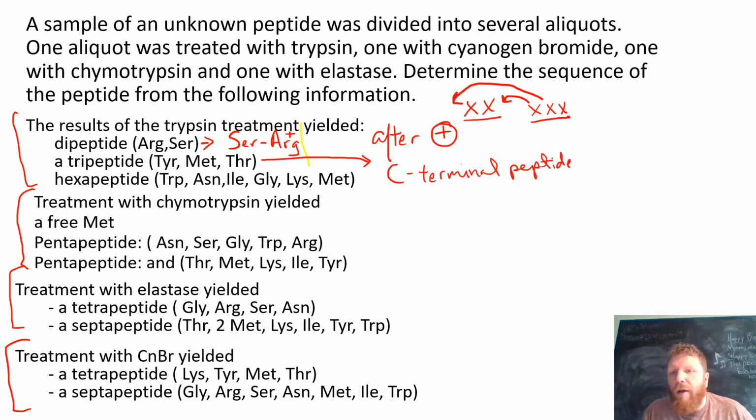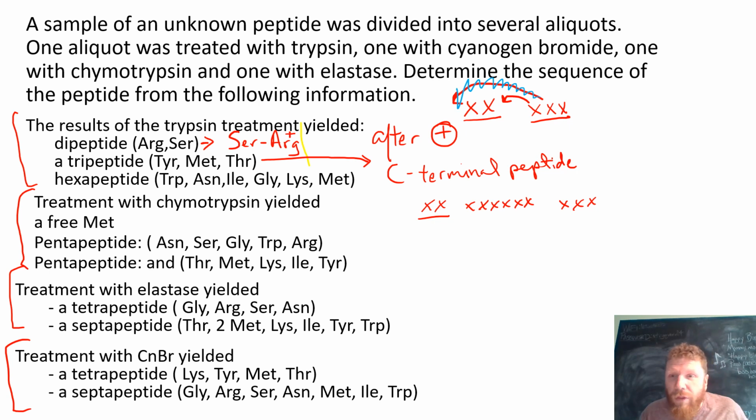So now the question that I was asking a moment ago: do we know if our tripeptide follows the dipeptide or precedes the dipeptide? Well, we know that it cannot precede our dipeptide because there's no positively charged residue within our tripeptide. So our tripeptide has to be at the very end. So now let's expand our overall peptide. We've got a dipeptide, a hexapeptide, 4, 5, 6, and a tripeptide, 1, 2, 3.